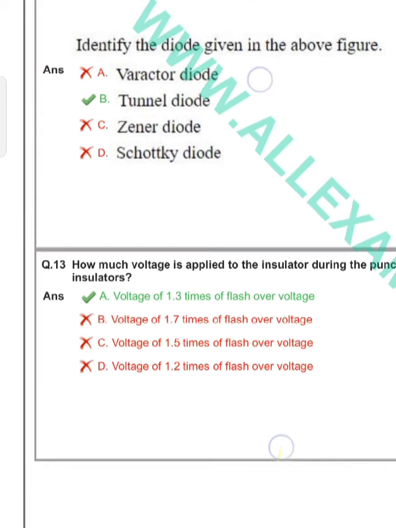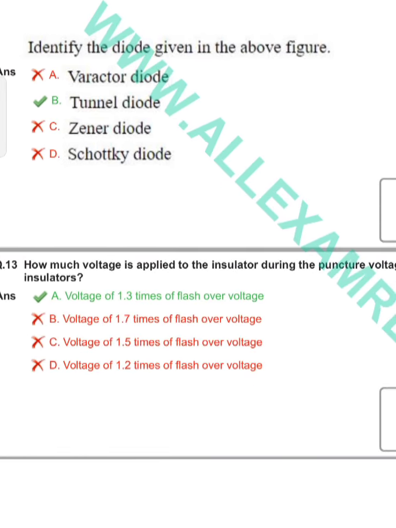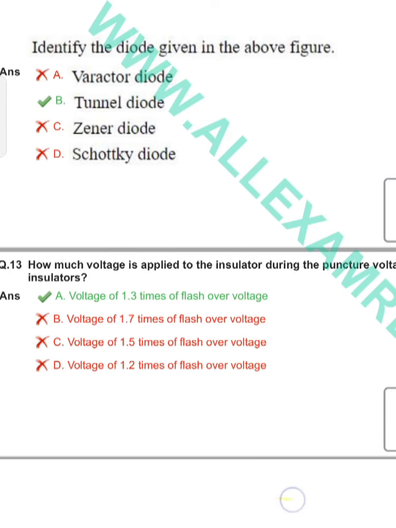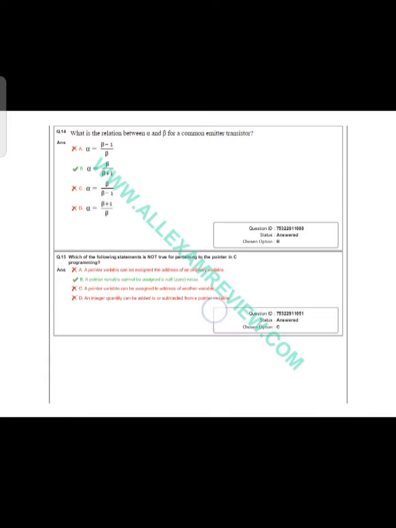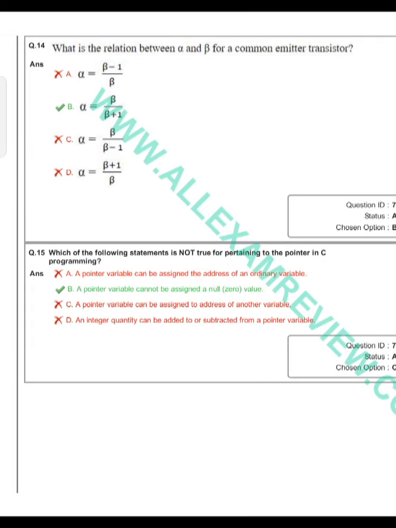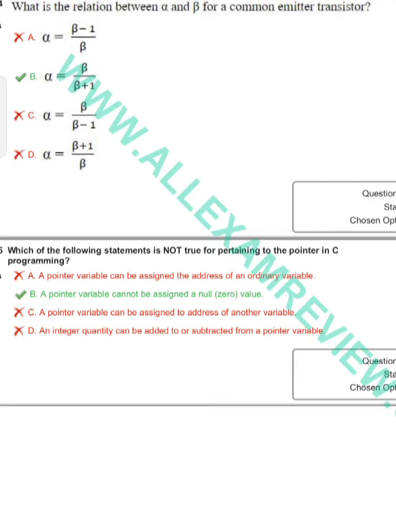And question number 13 will be, how much voltage is applied to the insulator during the puncture voltage test of the insulator? Option: voltage of 1.3 times the flashover voltage. It's a most important question. Question number 14 is a formula based question of electronics. What is the relation between alpha and beta for common emitter transistor? Beta is equal to alpha upon 1 minus alpha, and alpha is equal to beta upon beta plus 1. Okay, that.